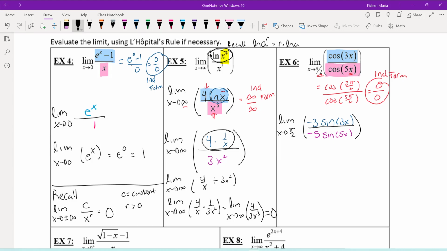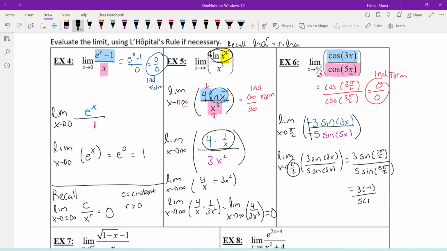Let's clean this up before we try direct substitution again. We don't need those negatives, so it's the limit as x goes to pi over 2 of 3 sine of 3x over 5 sine of 5x. Plugging in that value of pi over 2, this is going to be 3 times the sine of 3 pi over 2 divided by 5 times the sine of 5 pi over 2. Well, the sine of 3 pi over 2 is negative 1, and the sine of 5 pi over 2 is positive 1. So this limit is negative 3/5.